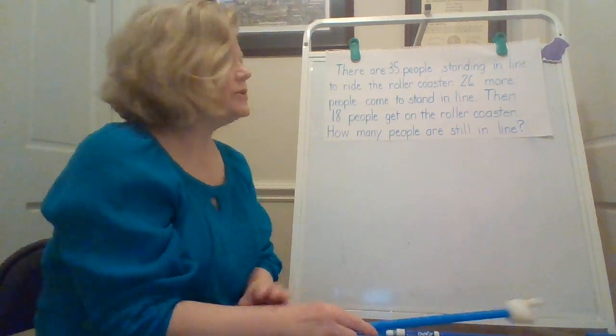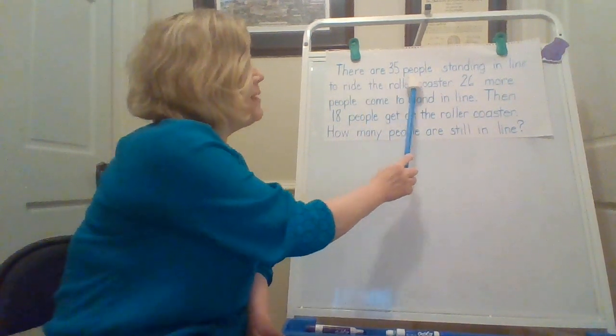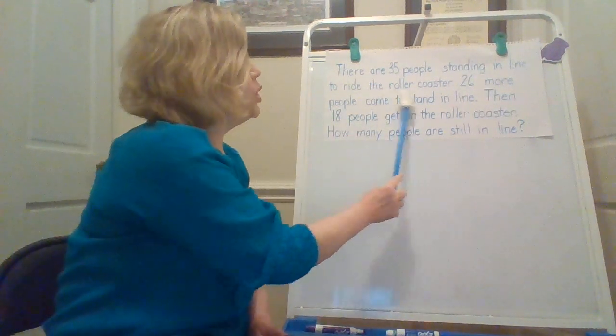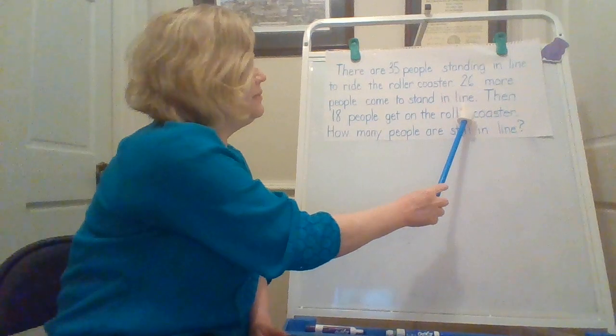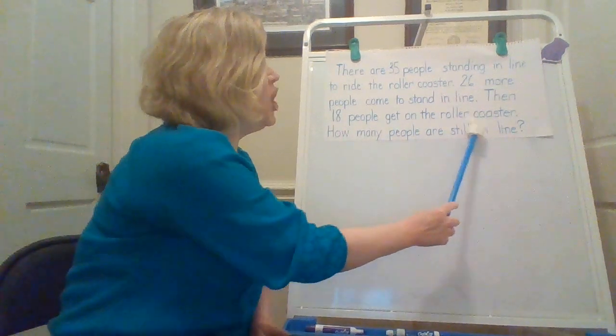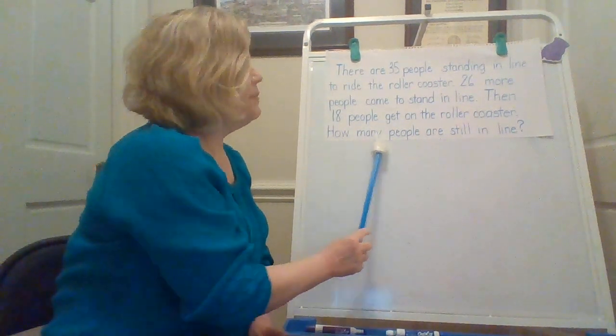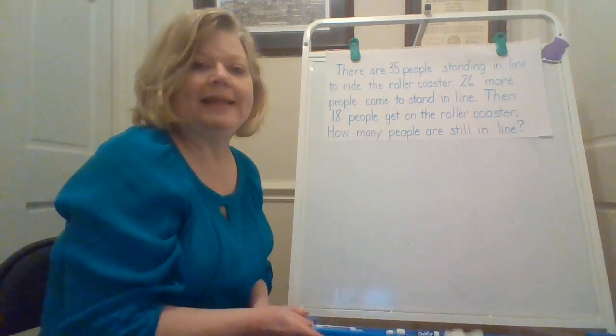I'm going to read it one more time. There are 35 people standing in line to ride the roller coaster. 26 more people come to stand in line. Then 18 people get on the roller coaster. How many people are still in line?